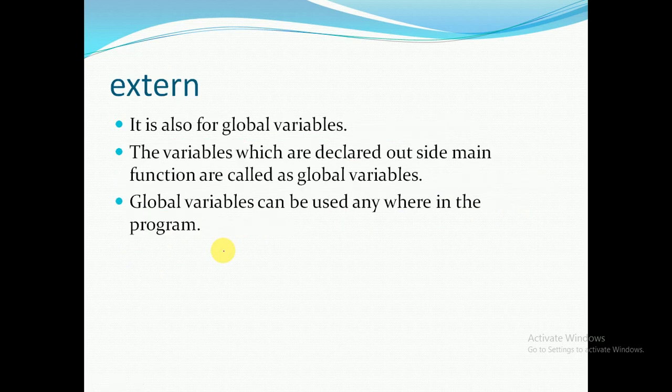Next, extern. Extern is nothing but simply a declaration of the global variables. Global variables are variables which are declared outside the main function. Wherever you are declaring the global variables, those variables can be used anywhere in the program, in the main function or in the subprograms also. Here for the global variables no need to specify the extern keyword.